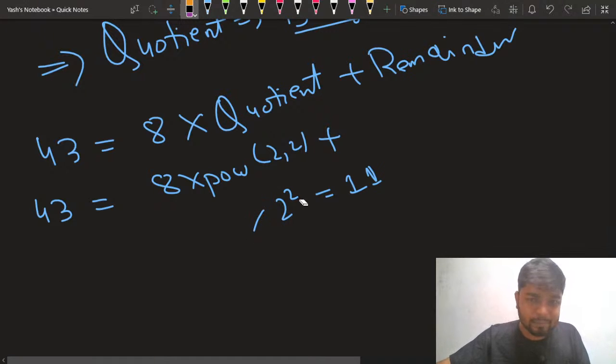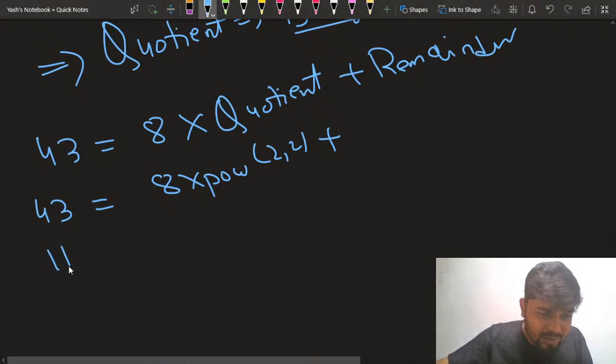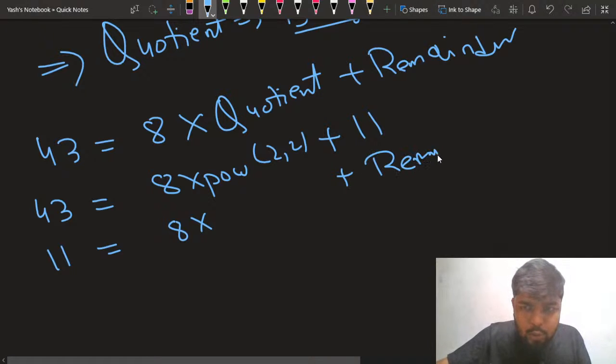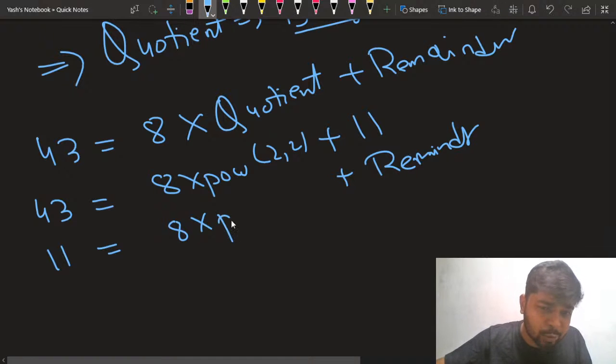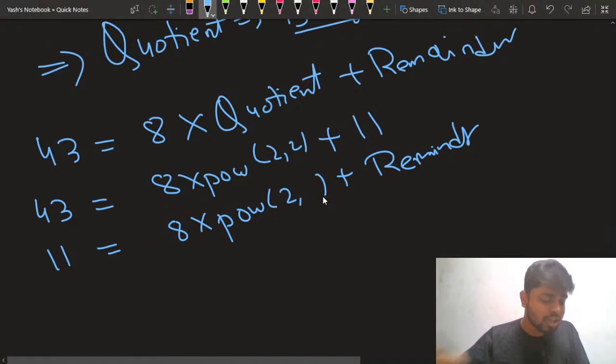Now how can I write my 11? Let's write 11 here. Now how do I represent 11? 8 into something plus the remainder. Don't worry about the remainder. Again I'm saying, what is the largest power of 2 that I multiply 8 with such that it does not exceed 11? What is the power of 2?